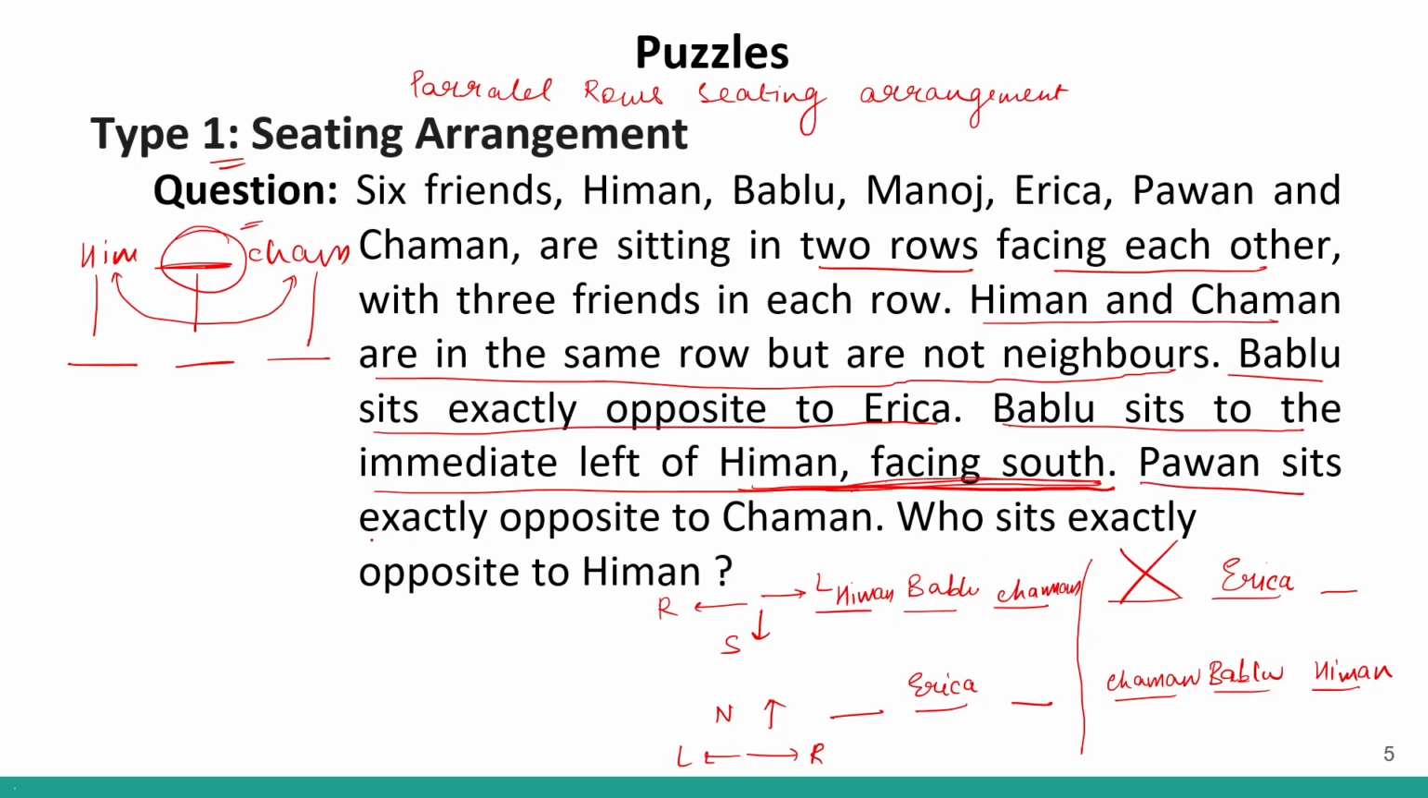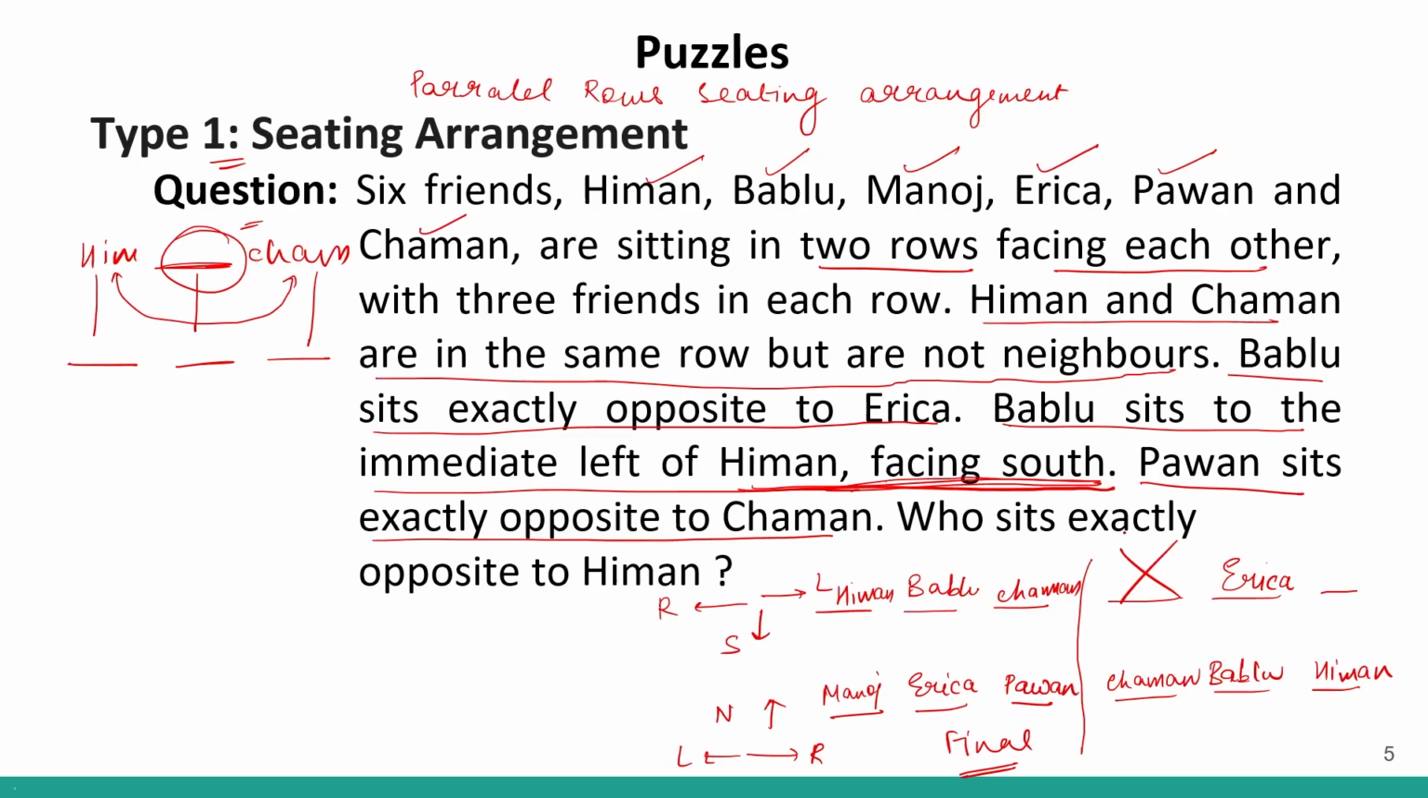Coming back to the question. Pavan sits exactly opposite to Chaman. So Pavan will be sitting over here. Now, how many people have we already placed? We have placed Himan, Bablu, Erika, Pavan, and Chaman. The only person remaining is Manoj, so we can place Manoj over here. And this will be my final seating arrangement.